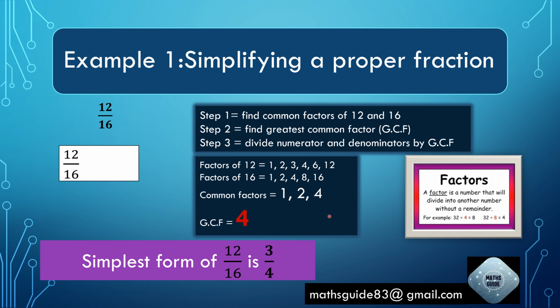We get three common factors and among them 4 is the greatest. So we can say that 4 is the greatest common factor. We will divide the fraction by 4 and we get its simplified form. So it means the simplest form of 12/16 is 3/4.